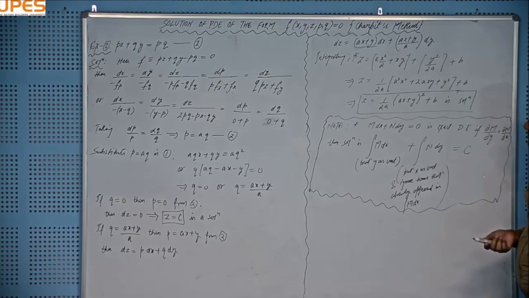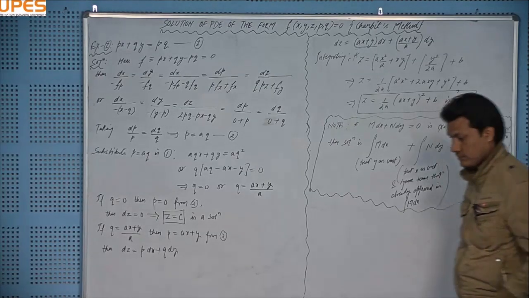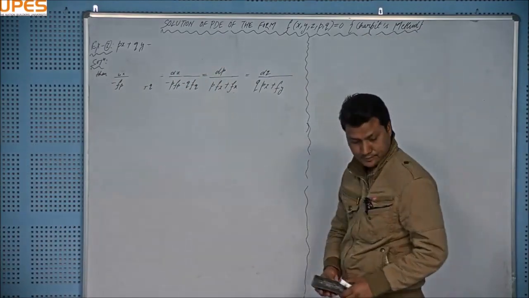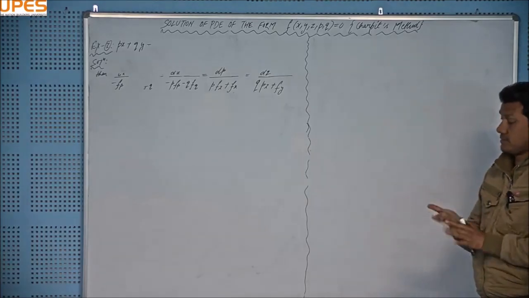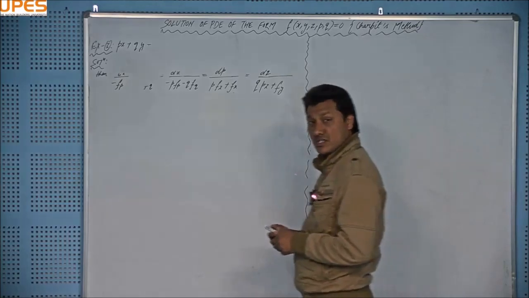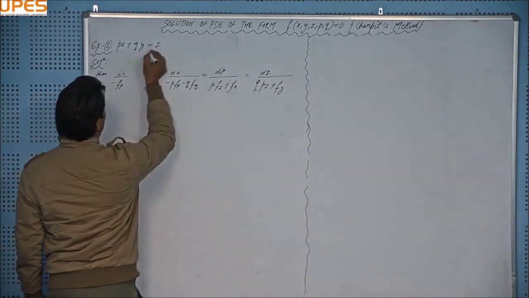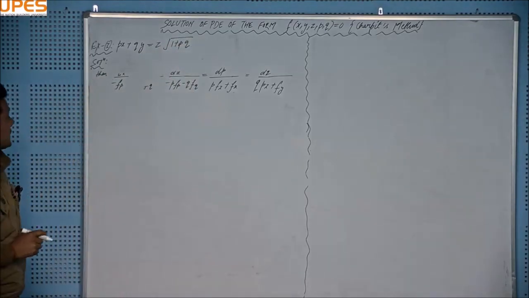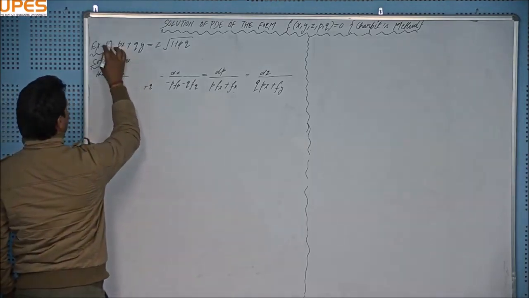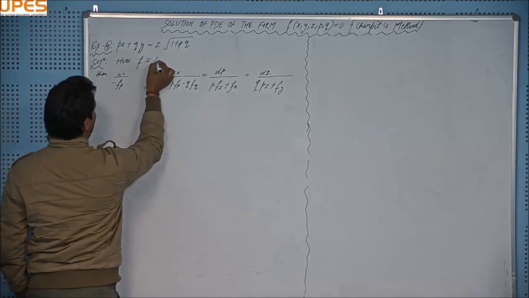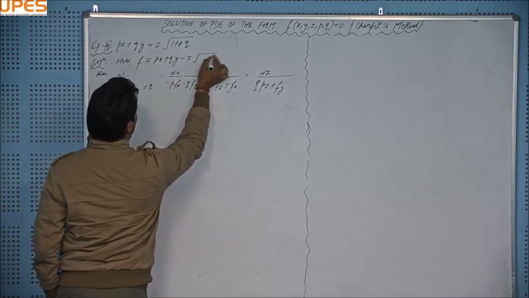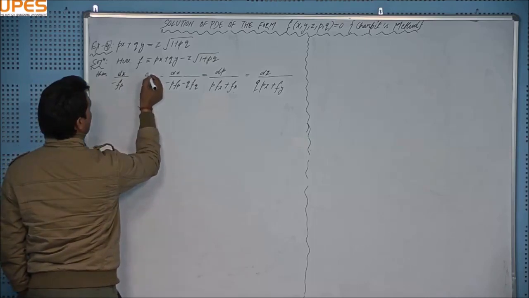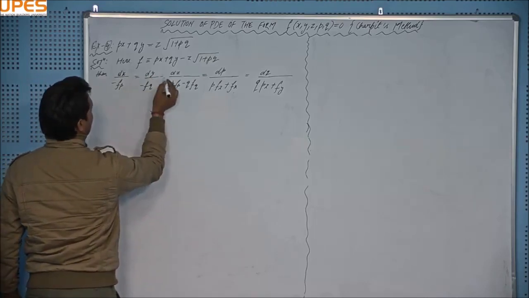I will take the last example. Taking my last example, px plus qy is equal to z times under root 1 plus pq, where the left hand side is the same. Example number 4: f is equal to px plus qy minus z times under root 1 plus pq. Then this is the formula: dy over minus of f q, and dz over the same formula.